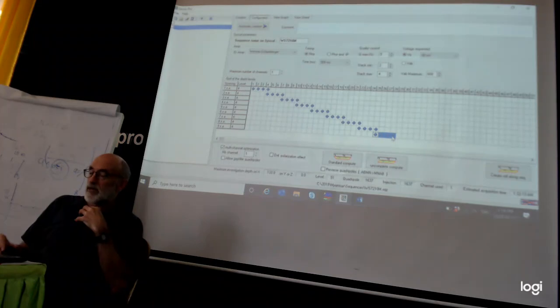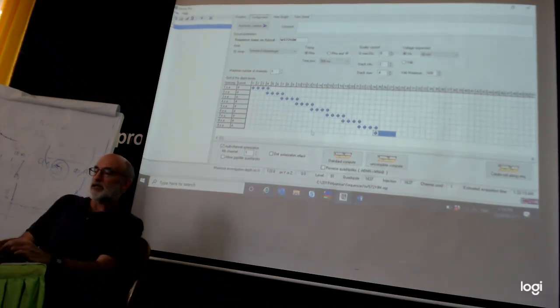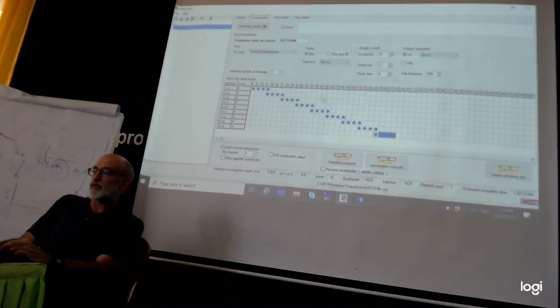So you could get your best resolution and depth if you just highlighted this whole first row.